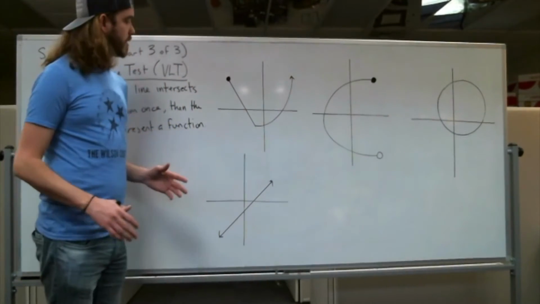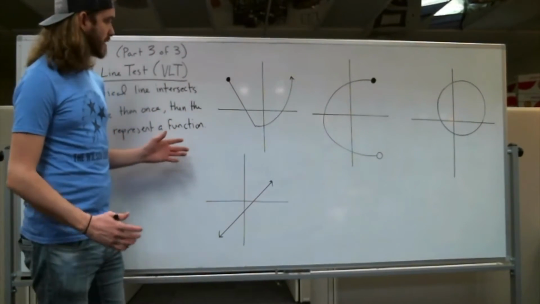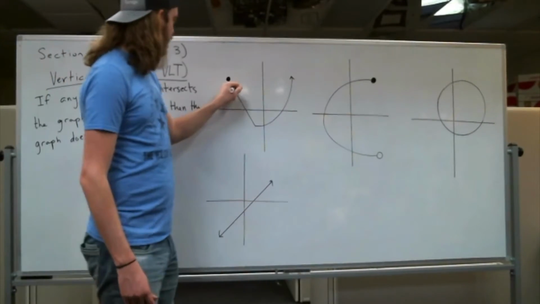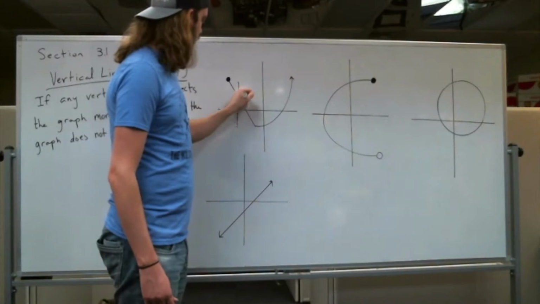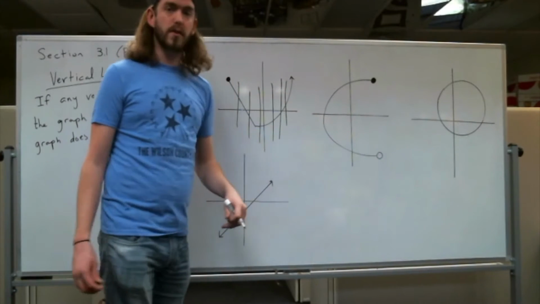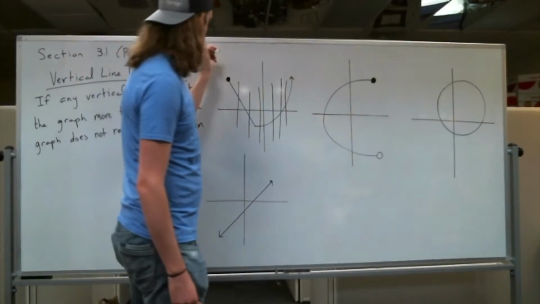So we have 4 different examples up on the board, and we're going to check to see if each of these are a function or not. Let's look at this one right here. If we drew a vertical line anywhere on this graph, you see that it's never going to intersect our graph more than once. So therefore, this is a function. Yes.